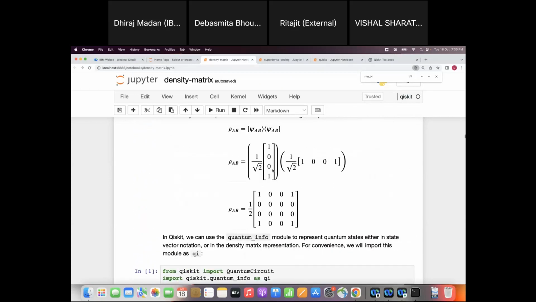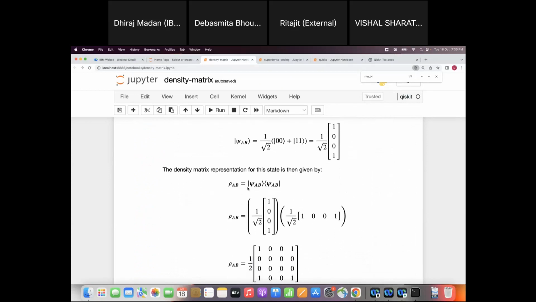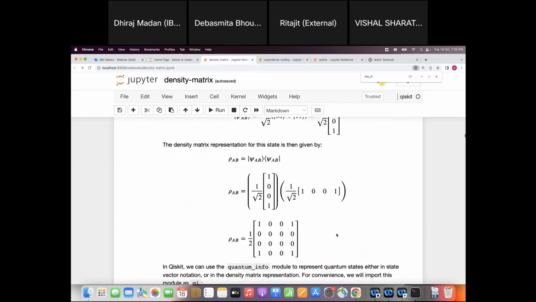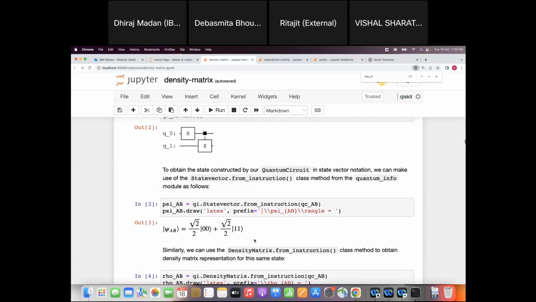The density matrix was what Shesha had explained. The idea comes from the outer product. For a single state ket psi, we can compute its outer product, ket psi bra psi. Taking the bra psi corresponds to taking the conjugate of that column vector, which gives me a row vector. If I take this product, I'm going to get this matrix. This is called the density matrix.